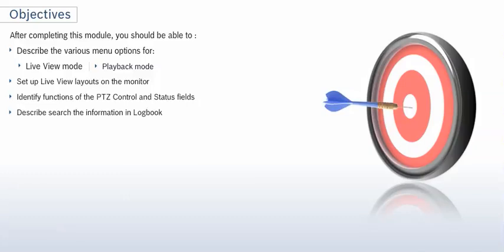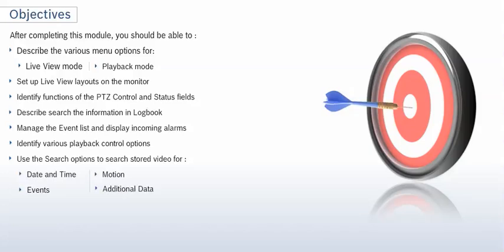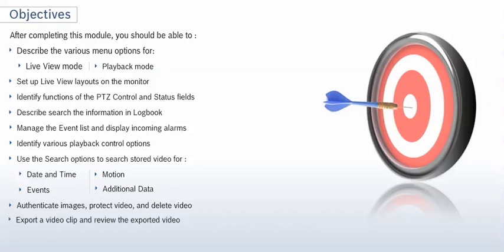the information in Logbook, manage the event list and display incoming alarms, identify various playback control options, use the search options to search stored video for date and time, events, motion, additional data, authenticate images, protect video, and delete video, export a video clip and review exported video, explain various icons as seen on the screen.